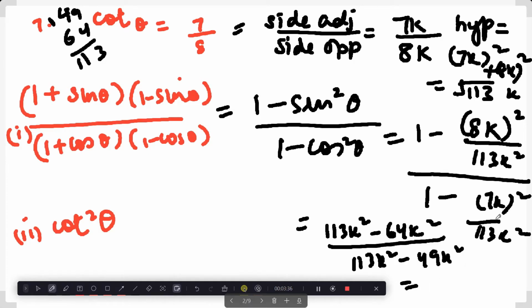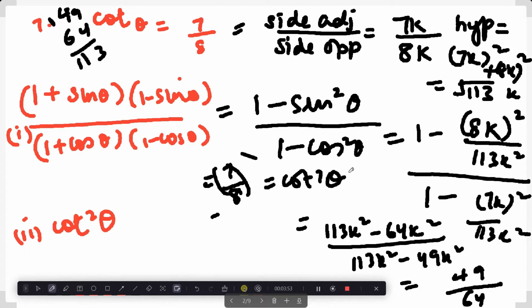113k square, 113k square getting cancelled. 49 upon 64. That's what it is. So what is that? 49 upon 64. It is what? 7 by 8 whole square, which is what? Cot square theta. Right? So what is cot square theta? 49 by 64. Cot theta is side adjacent square upon side opposite square. It is given in our question, right? Let's check our answers whether what we managed to do is correct or not.